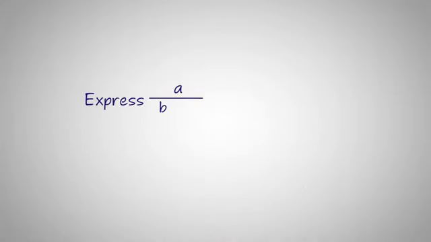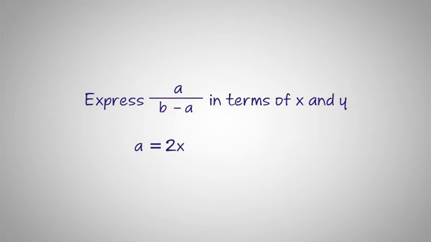Now let's try another example. This time we see two variables. The example reads, express a over b minus a in terms of x and y if a is equal to 2x and b is equal to 3y. We're going to use the same skills as the last example. This time we're going to do two substitutions.